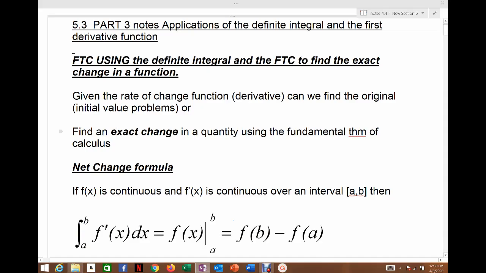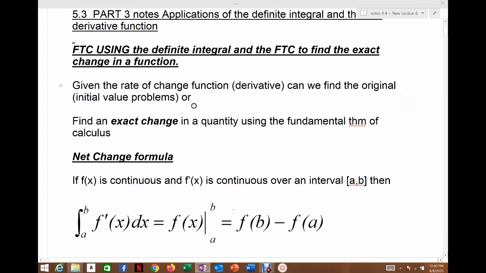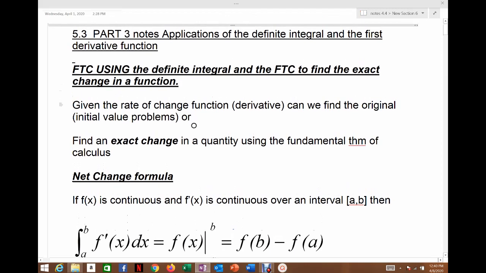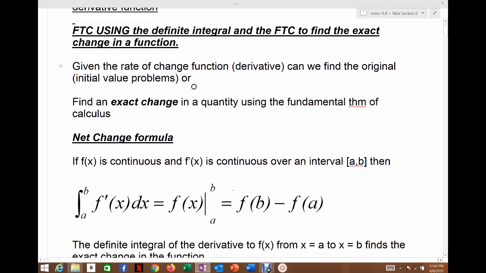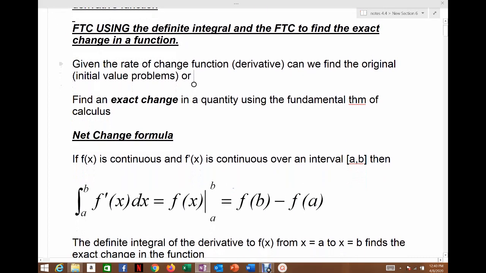All right, so this is more applications of the definite integral and the fundamental theorem of calculus, specifically understanding it as an exact change in my function. So looking at it and interpreting it using its area. So we're going to be looking a lot with the area of the function in this case. All right, so using the FTC, which remember means fundamental theorem of calculus, to solve the definite integral. Specifically, we're looking at it to solve the exact change in a function.